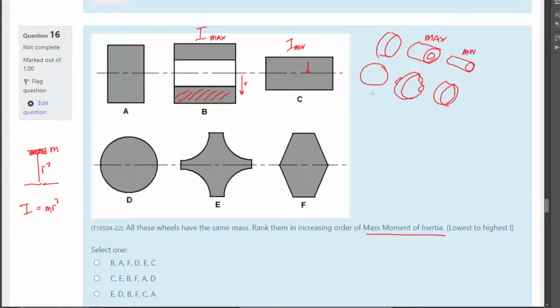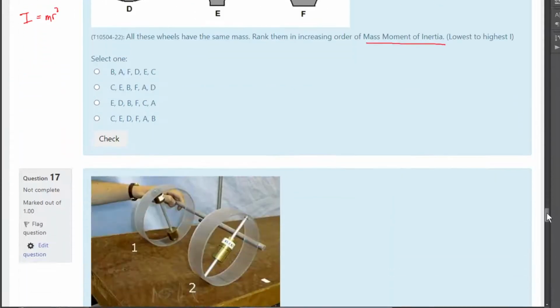And you'll sort the rest of them out in between. It's going to be a bit of a guess somewhere along the line. But as long as you get those two, that should give you a good start.